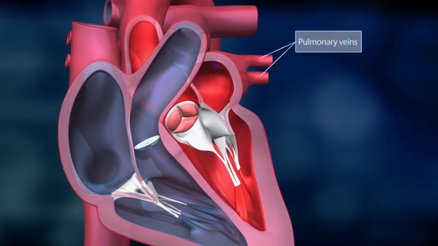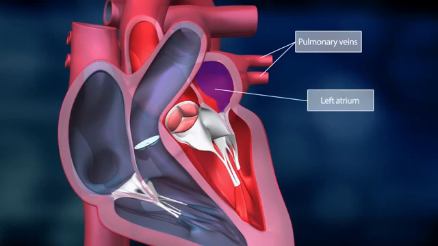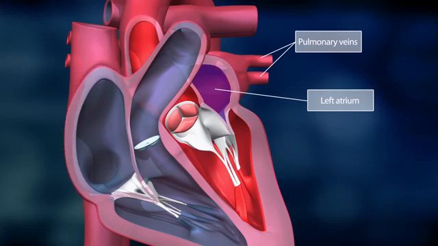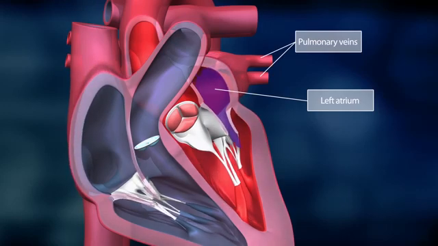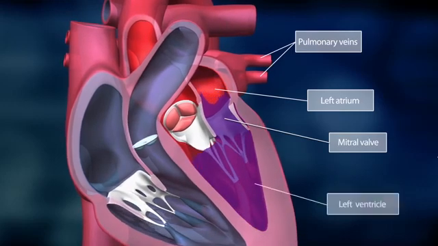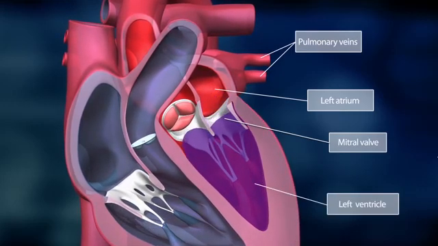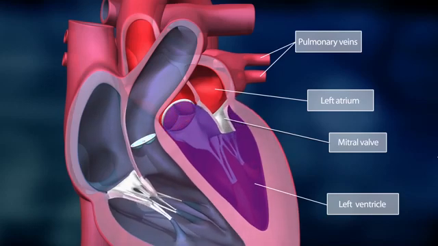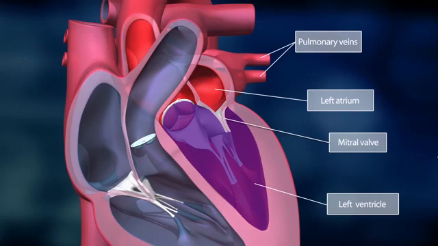Oxygen-enriched blood then returns from the lungs through the pulmonary veins and now fills the heart's left atrium. The heart's left atrium contracts, and another valve, the mitral valve, opens and blood is pumped into the left ventricle. As soon as the left ventricle is filled with blood, the mitral valve closes. This prevents blood from flowing back into the left atrium.